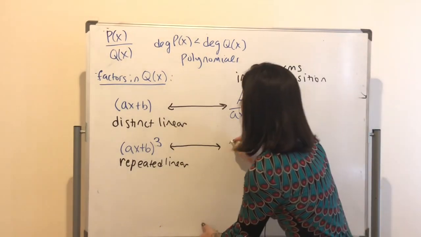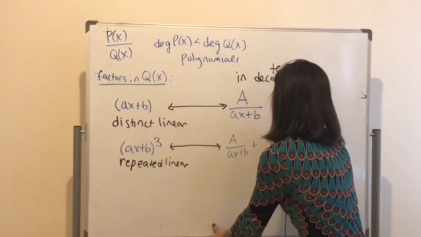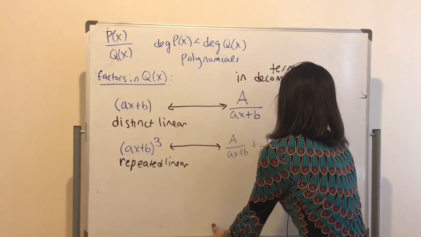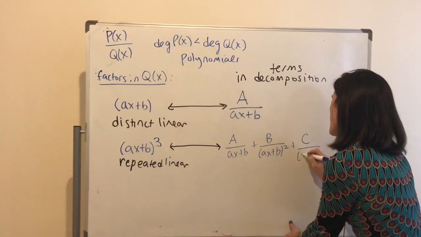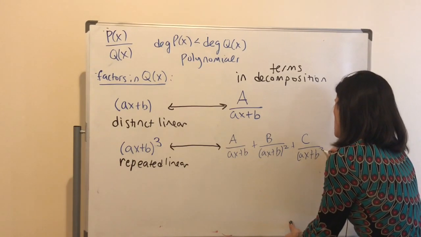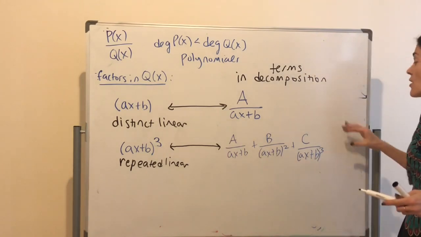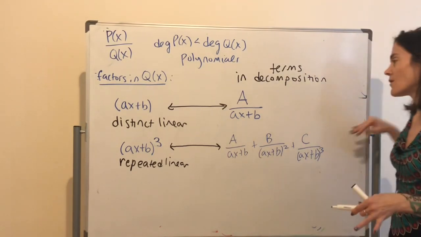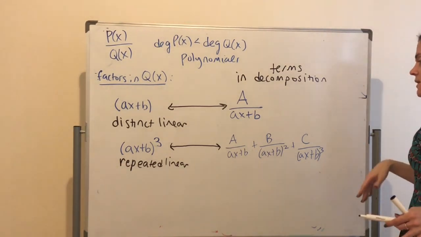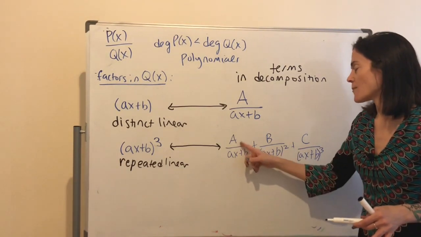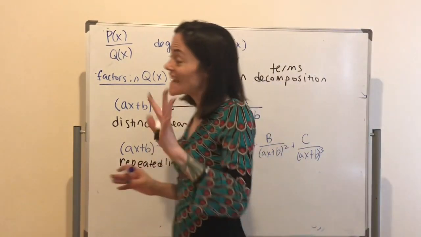Well, here you would have a capital A over ax plus b, and then you would have capital B over ax plus b squared, and then you would have capital C over ax plus b cubed, like this. If it was degree 4, you would have a D over ax plus b to the 4th, or you keep going, right? That's why I decided not to. I could state it in terms of n. I have a capital A1, capital A2, capital A3, etc. I just decided to state it in terms of 3.